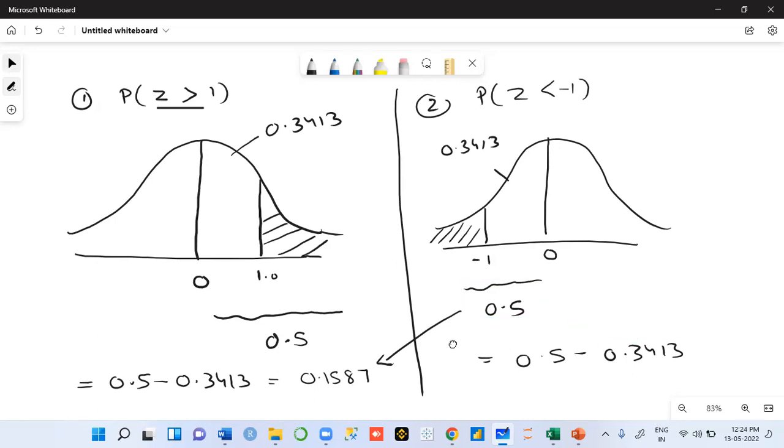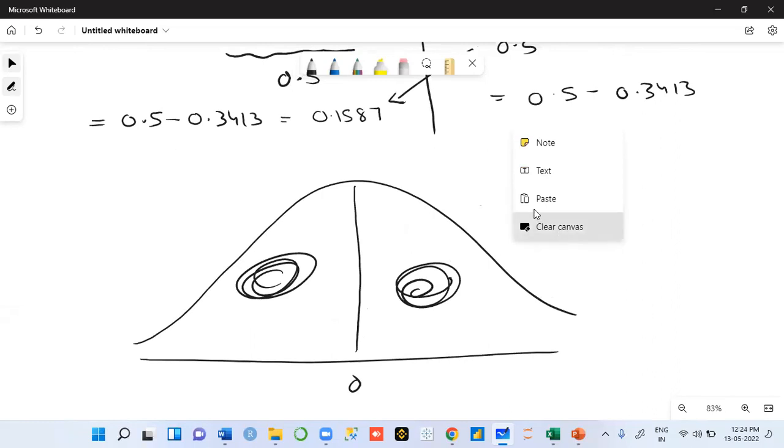Third one we will do later. Once again. Third one is slightly different. What is the value for the third one? Probability of Z minus 1. So first you make a plot.